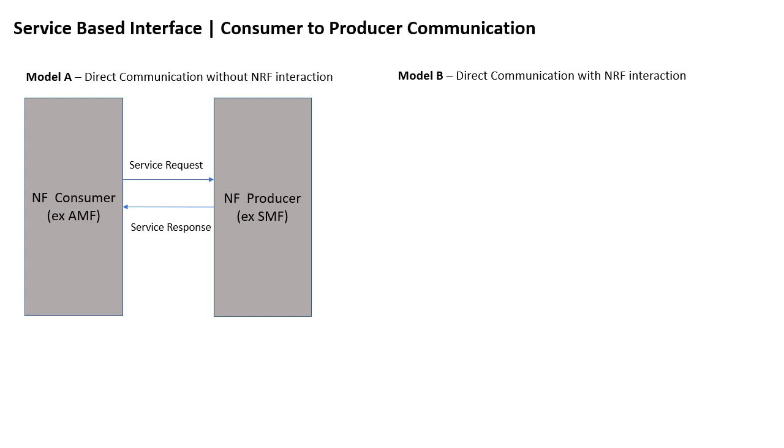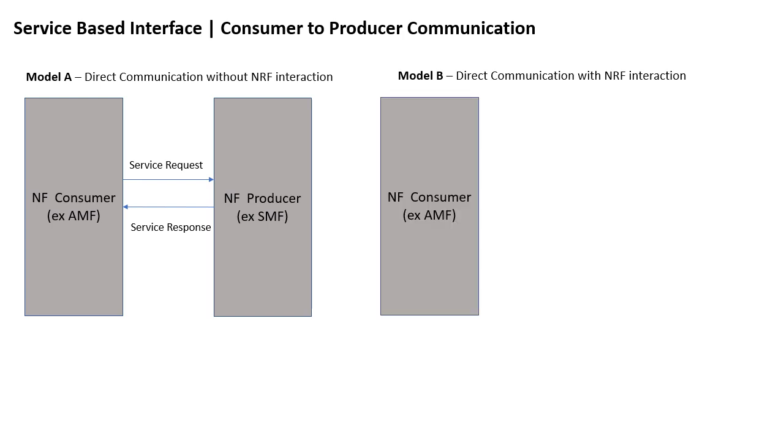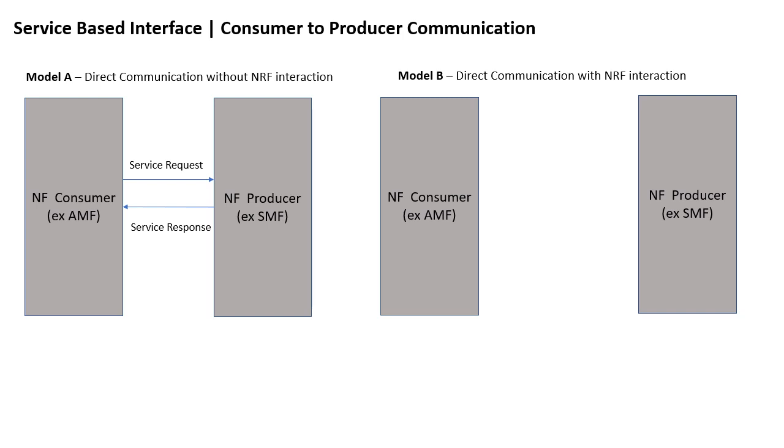Let's understand Model B. In Model B, there is direct communication with NRF. Let's take the example that AMF as a consumer wants to talk to SMF as a producer for the Nsmf PDU session service. First AMF will go to the NRF and try to discover the SMF FQDN or SMF address. So AMF sends an NRF discovery request to the NRF with the information that this is the service, Nsmf PDU session, and we want to know which SMFs are available in the network exposing this service for this particular IMSI.